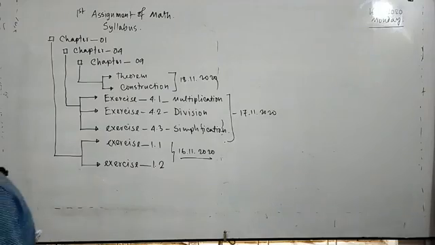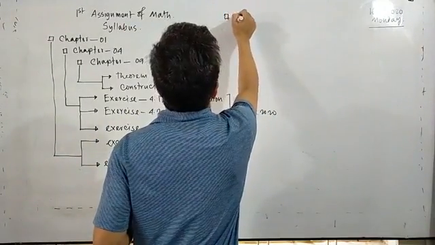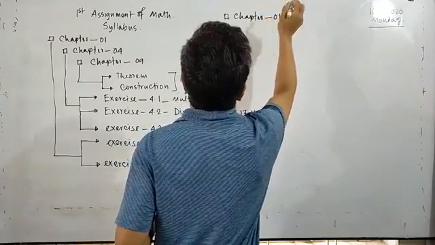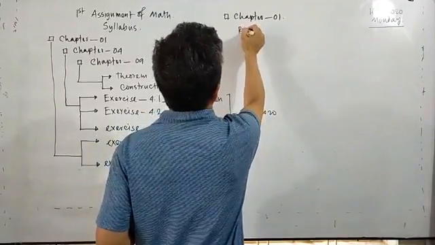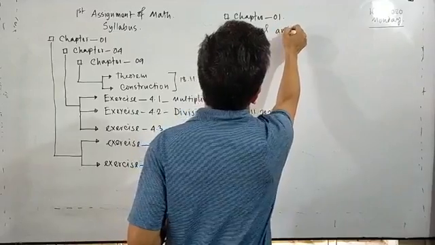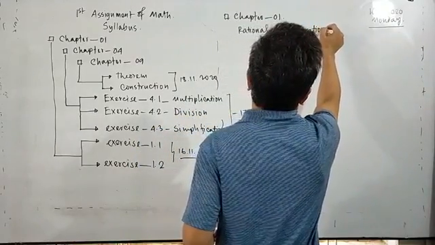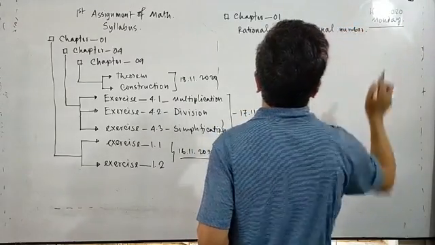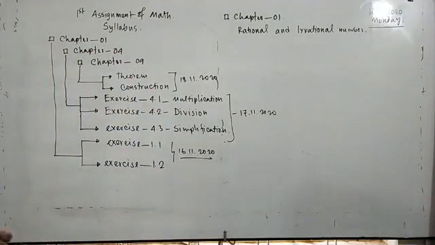So we are starting chapter 1. What is chapter 1? Rational and irrational numbers. Chapter 1 is related to rational and irrational numbers.